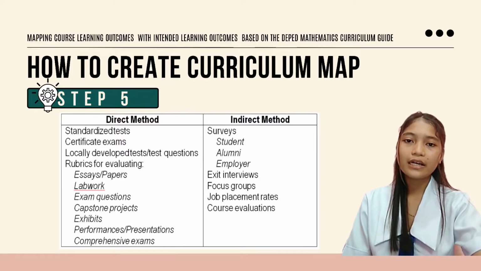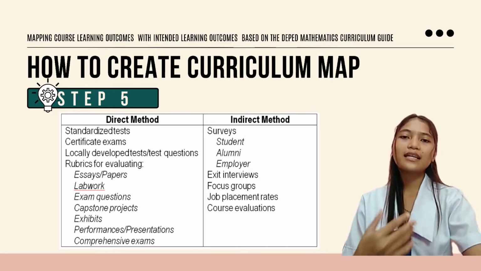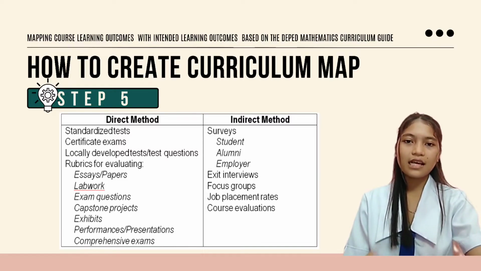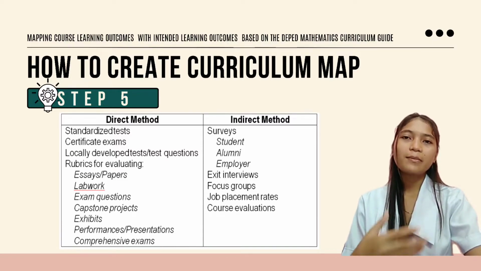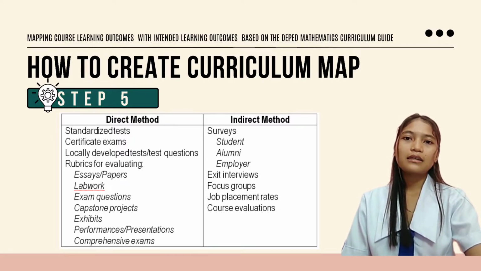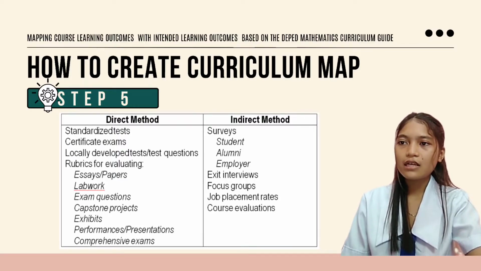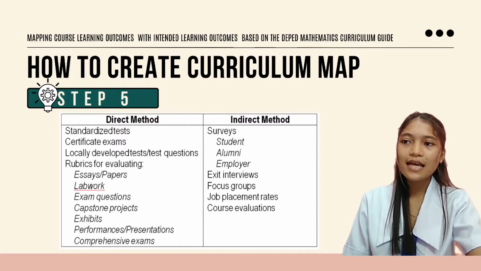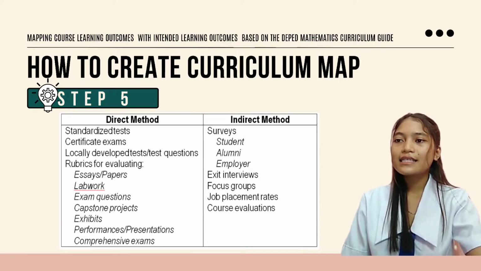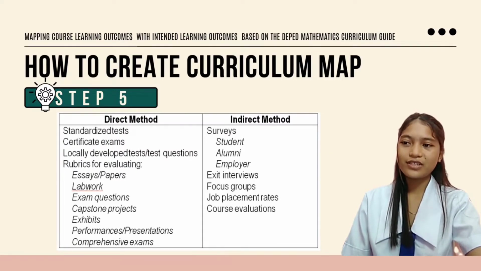as I said earlier, it is intertwined with constructivism. So the students here are more independent in learning the lessons, so they are the ones who collect the information. So, examples of indirect methods are surveys by students, alumni, employer, exit interviews, focus groups, job placement rates, course evaluations.